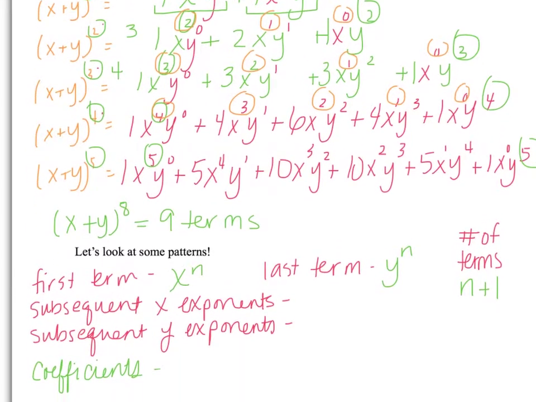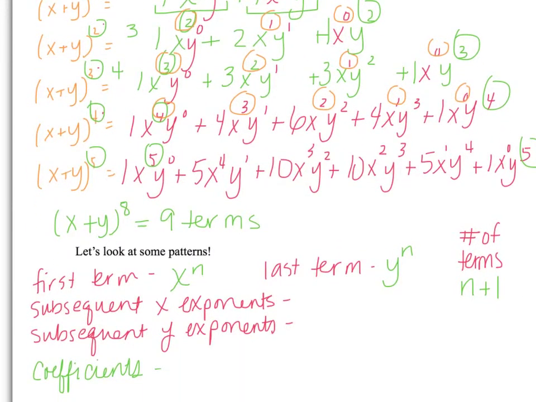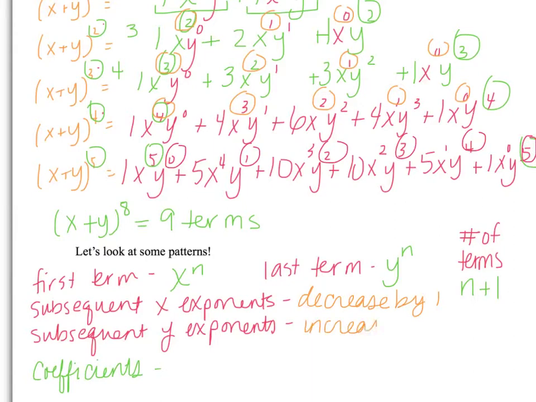So for subsequent x exponents after x to the n, the first one being x to the n, the next one always decreases by 1. They decrease by 1 at every term. If we look at the y exponents, notice I go 0, 1, 2, 3, 4, 5, 5 being n. So the y exponents increase by 1 for every term.